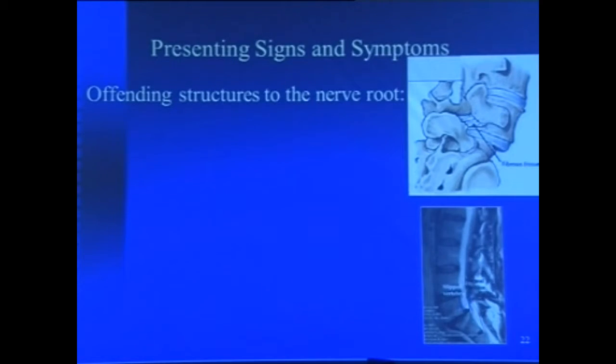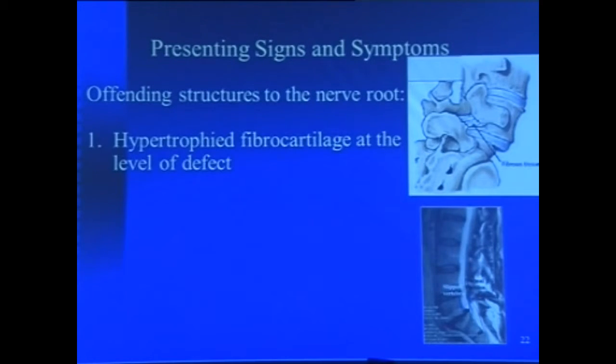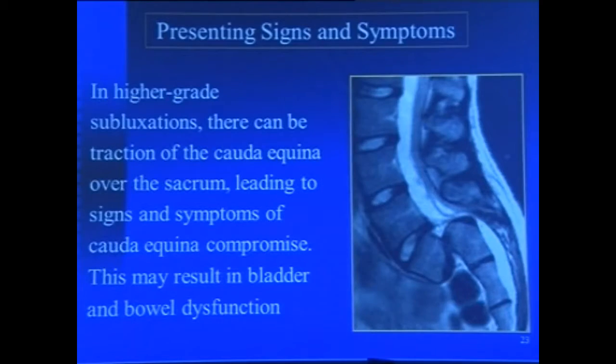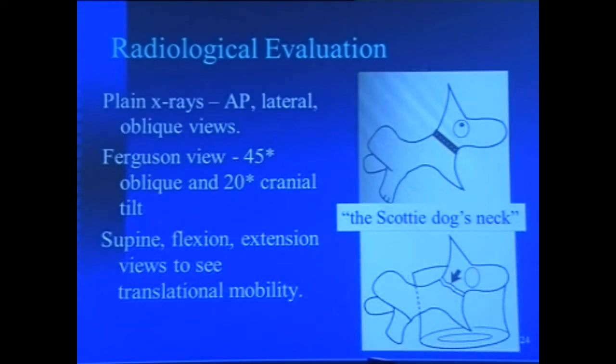We must know the offending structures which produce neurological symptoms at the site: hypertrophied fibrocartilage at the level of the defect, osteophytes adjacent to the defect, a degenerated hypertrophic facet caudal to the defect, and a degenerated herniated disc. These are the offending structures which tend to produce pressure on the nerve and radicular symptoms. In a high-grade subluxation, there is traction on the cauda equina, and this produces cauda equina syndrome in the form of bladder involvement in the patient with spondylolisthesis.